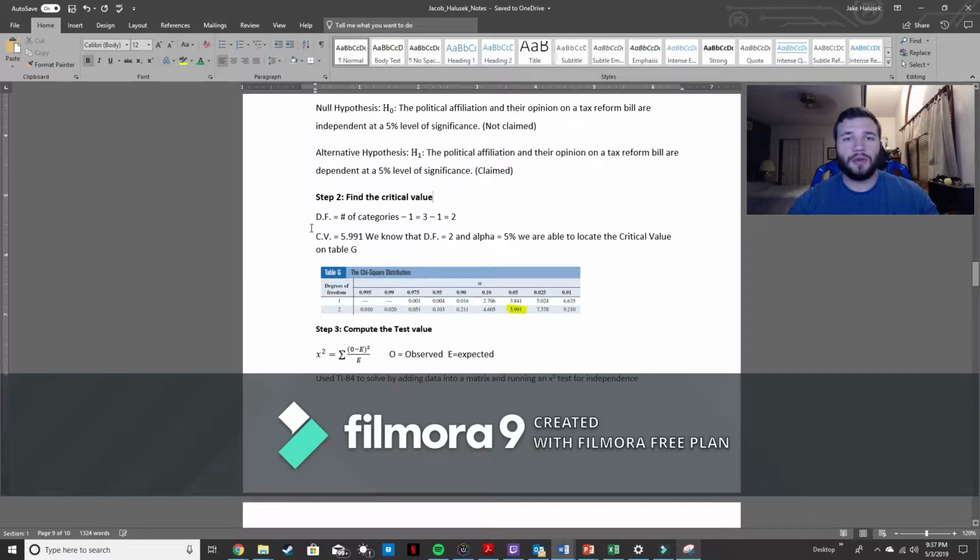So first off, we need to go through and find our degrees of freedom. Degrees of freedom is equal to the number of categories minus 1 for chi-square testing. So we're going to take 3 minus 1, which gives us 2.